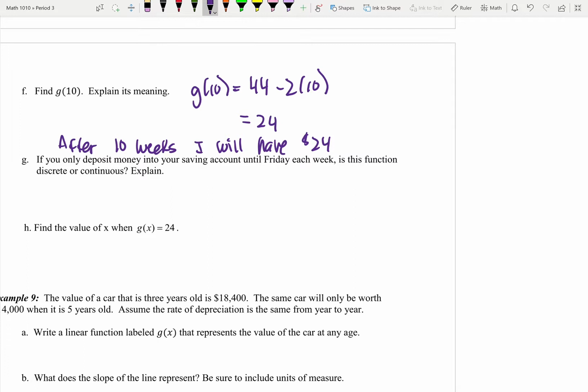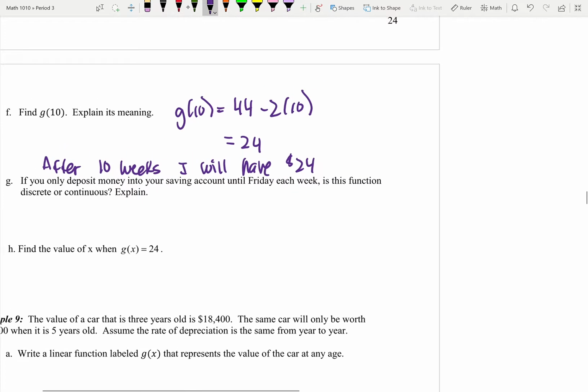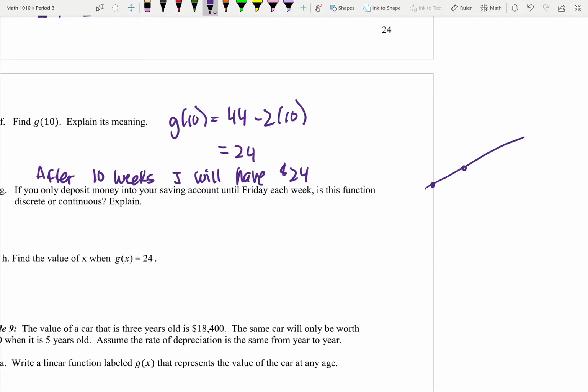Okay, next one. If you only deposit money into your savings account every Friday, is this function discrete or continuous? Continuous means you draw a line. Discrete means it doesn't make sense to draw a line. So are they dots or is it a line? Tell me which one it is. If I drew the line, and if this is weeks, week 1 and week 2, that means it would be constantly increasing between week 1 and 2. Now tell me, discrete or continuous, which one? Continuous means every day it goes, I deposit a little. No, I said I only deposit it each Friday. So it's just going to be this Friday I have this, this Friday I have this, this Friday I have this. Connection doesn't make sense. So it is discrete.